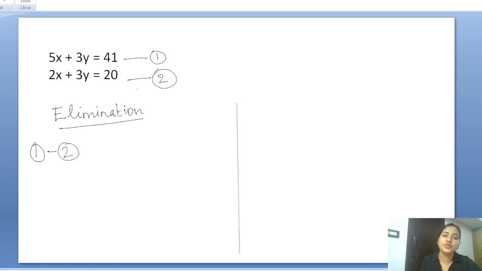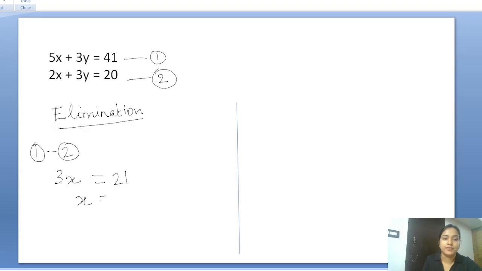Okay. Why not equation 2 minus 1? Because if we subtract 1 from 2, we will get negative constants. Okay, we don't need that. So in order to avoid that, we are subtracting a smaller number from a larger number. So that's why we have taken 1 minus 2. So we are subtracting term by term. So first 5x minus 2x would be 3x. 3y minus 3y is 0. We don't need to write that. Equal to 41 minus 20, which is 21. So 3x is 21.